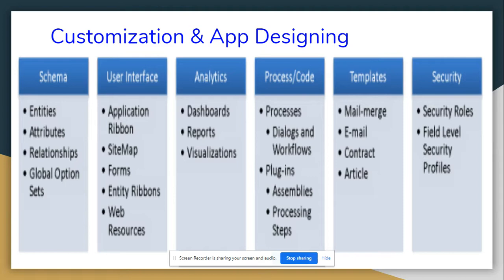And forms, I already mentioned that every entity will have one form or a number of forms. There are different types of forms: main form, main card form, quick create form, and quick view form. These are the four types of forms in customizations. And entity ribbons, currently this has been deprecated, so we are not using it anywhere, so we need not know that.